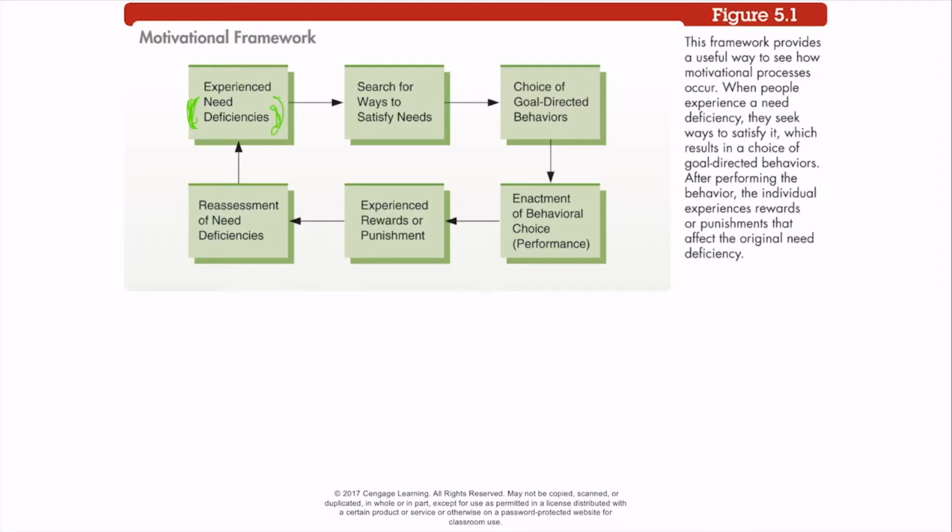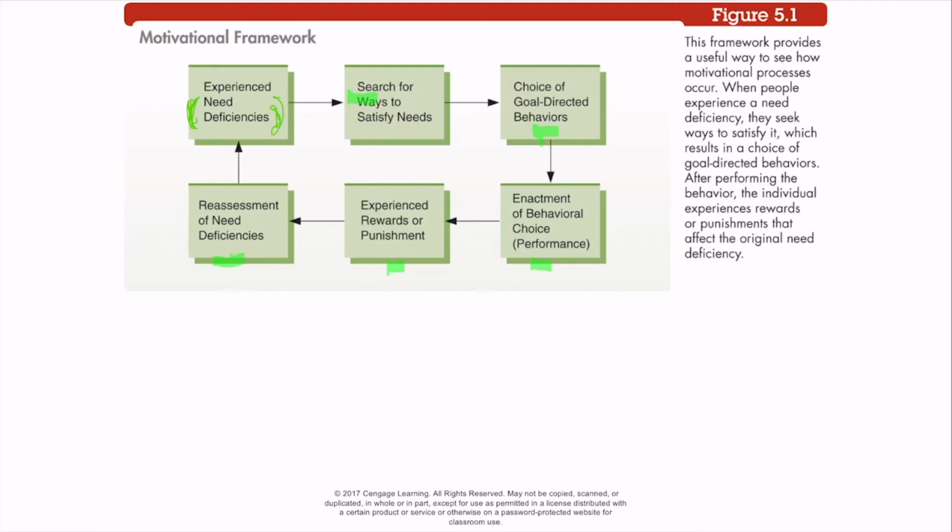So when you realize that you have a need deficiency, you're going to search for ways to satisfy that need. And then you're going to choose from the ways that you have decided you can satisfy that need. You're going to engage in behaviors that are going to fulfill that end. And then you're going to enact a behavioral choice, which is the performance. And from that, you'll either be encouraged or discouraged through rewards or punishment. And then afterwards, you reassess your need deficiency.